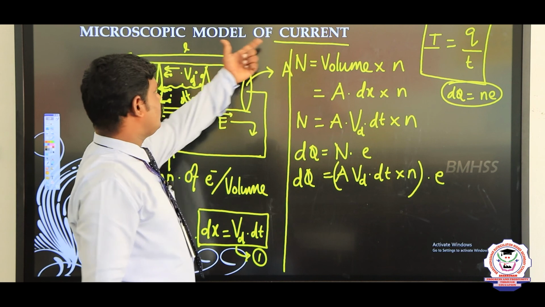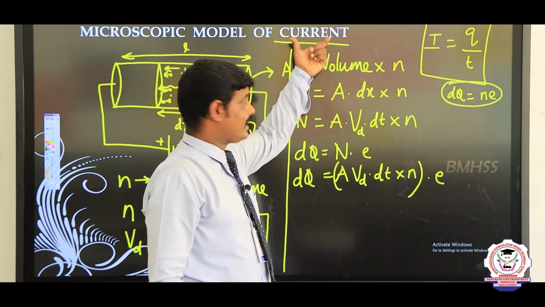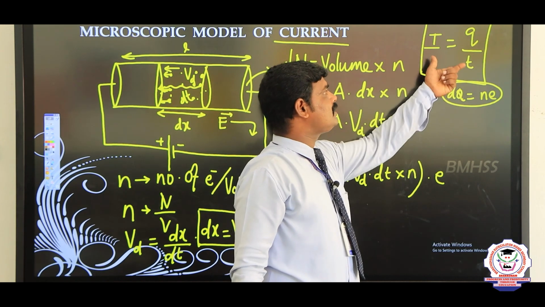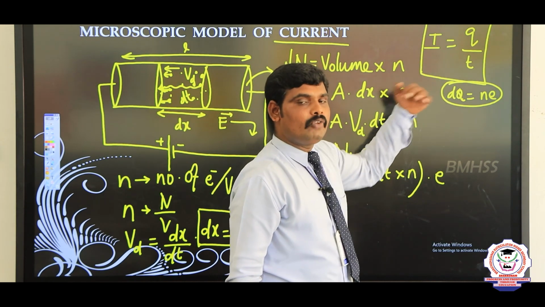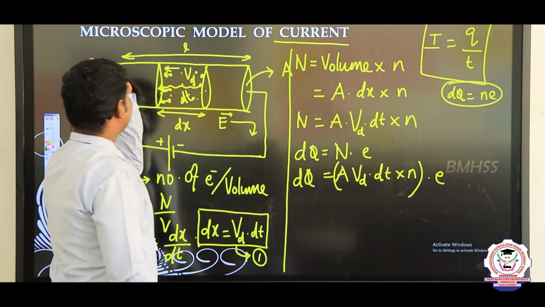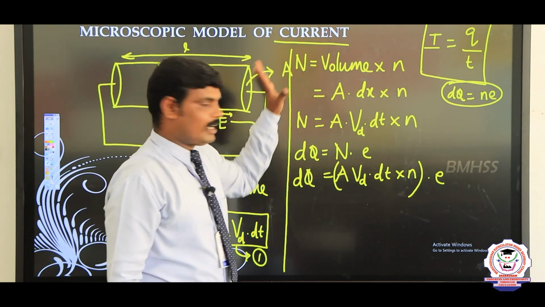Now, we have to find out how much the current is. The current I is equal to q by t, this is a general formula. Now, we have to find that current at the micro level. So, that is the microscopic model of current.